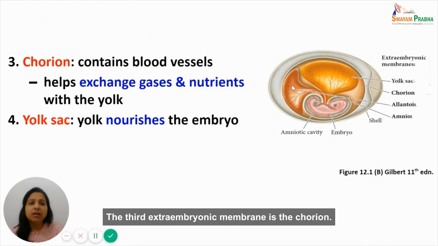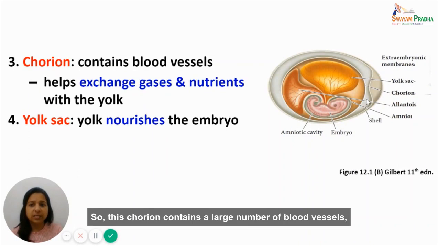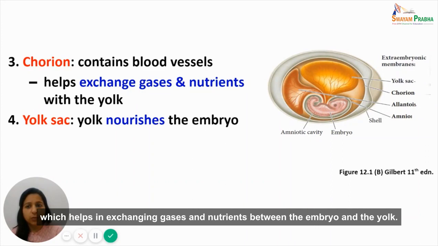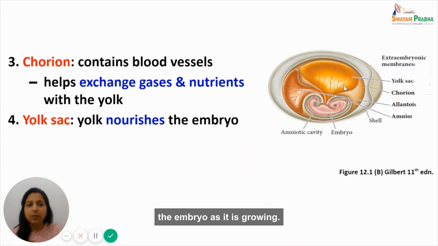The third extra embryonic membrane is the chorion. This is the chorion, which is completely covering the embryo, the allantois, and the yolk sac is also seen to be covered by the chorion. Now, this chorion contains a large number of blood vessels, which helps in exchanging gases and nutrients between the embryo and the yolk. This yolk sac is formed from the complete yolk, which is present in the oocyte of the avian eggs. Now, this yolk sac has the function of nourishing the embryo as it is growing. This yolk sac is formed during gastrulation.